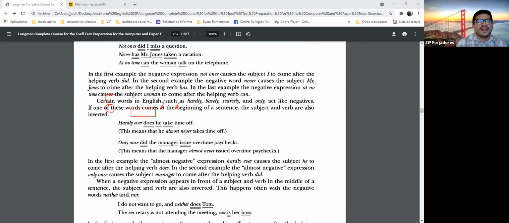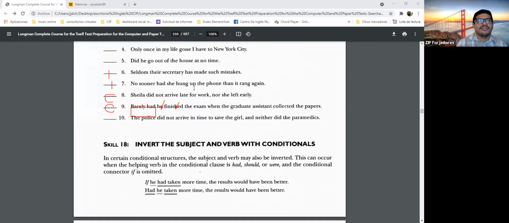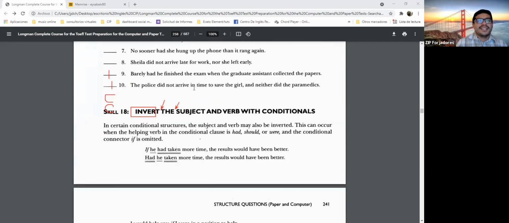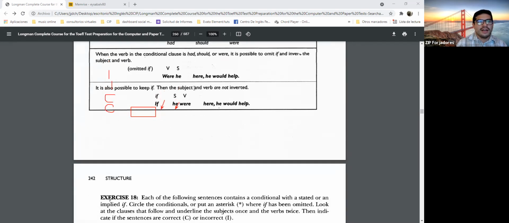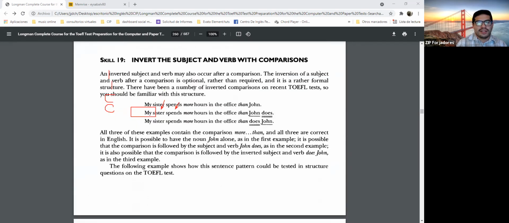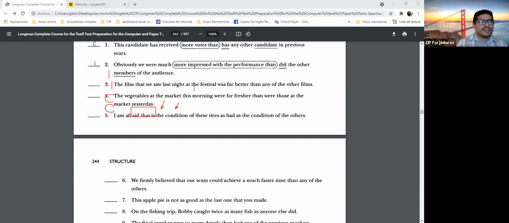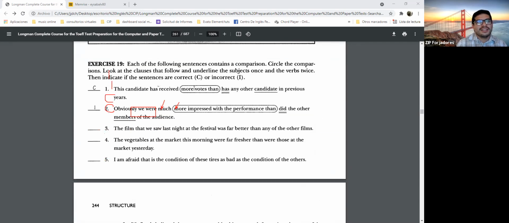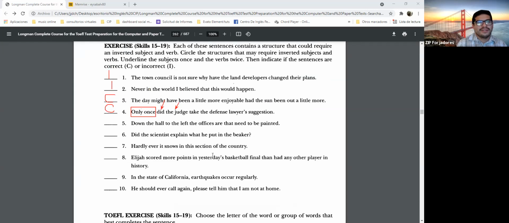Number 17, invert the subject and the verb with negative expressions, all right? And number 18, invert the subject with conditionals. Remember, just with had, should, and were. And the last one, invert the subject with comparisons. So when you have these situations, you have to invert the subject and the verb.